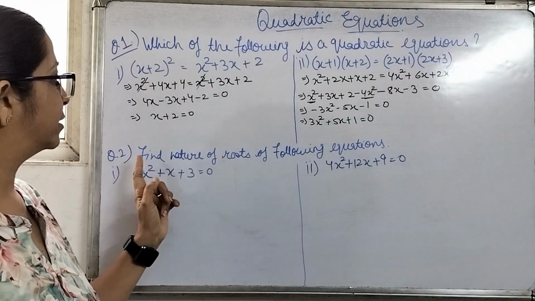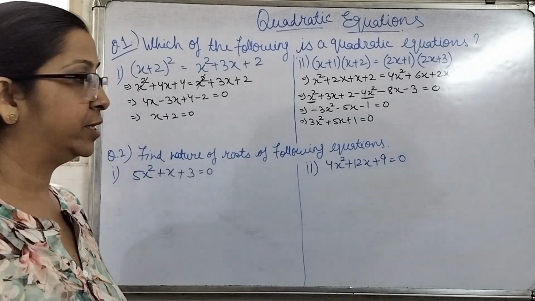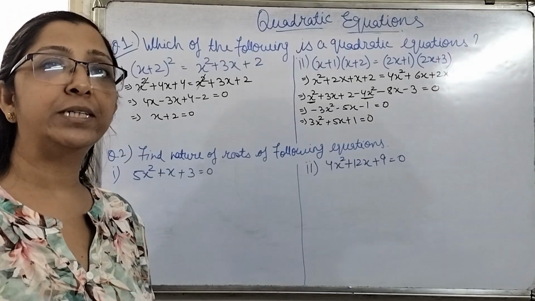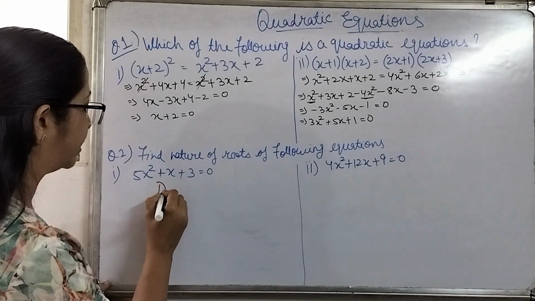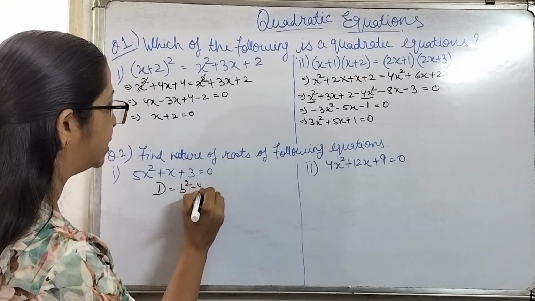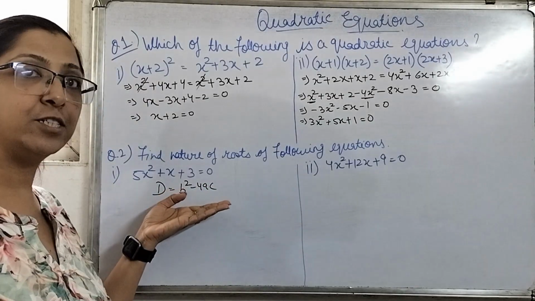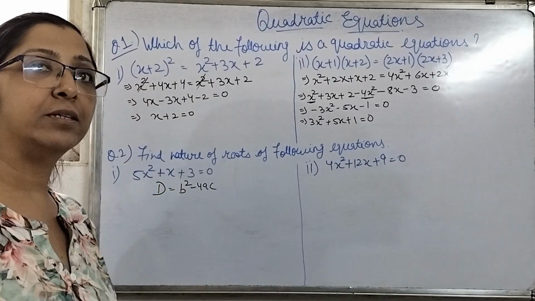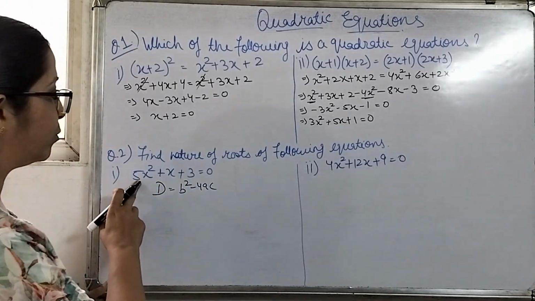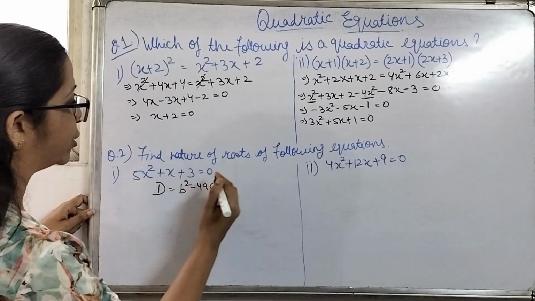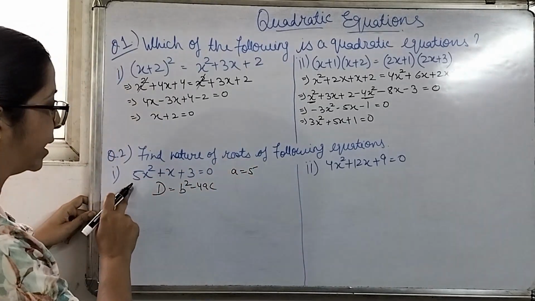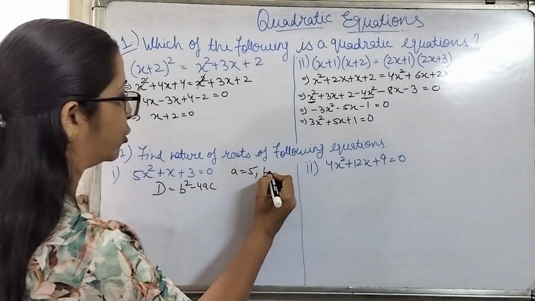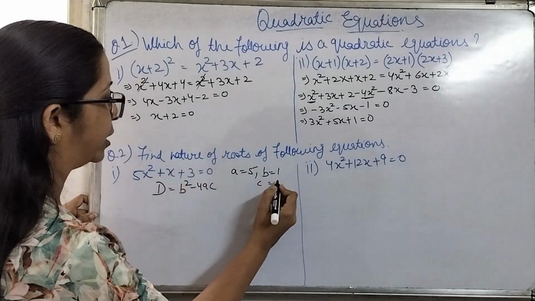Now we need to find the nature of roots of the following equation. Just now we discussed that for finding the nature of the roots, we need to find the value of the discriminant, denoted by capital D, that is b square minus 4ac. We need to find this value. If we compare this equation 5x square plus x plus 3 with the standard form of the equation, ax square plus bx plus c, then the value of a is 5, the value of b, that is the coefficient of x, is 1 and the value of c is 3.